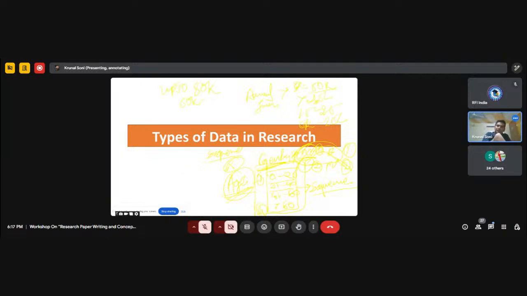So it should be like that: up to 50K, 50K to 1.5 lakh, 1.5 to 2.5, and greater than 2.5. Which option is better for you to answer as a respondent? This one, the first choice, or the second choice? Second one, sir. Obviously, because it is in numbers and should be in sequence. That is why it is called ordinal data. I hope it is clear now.